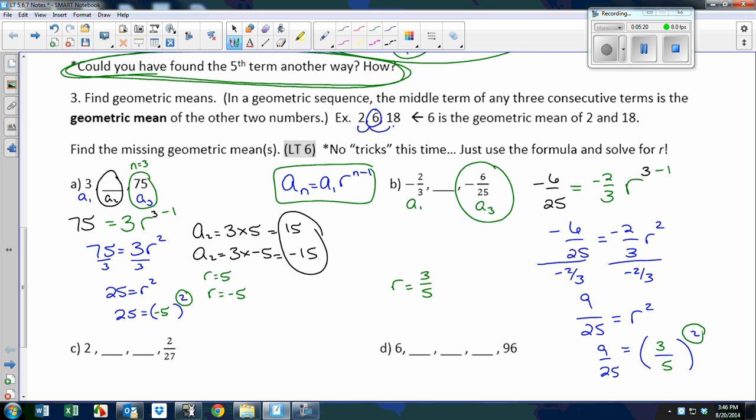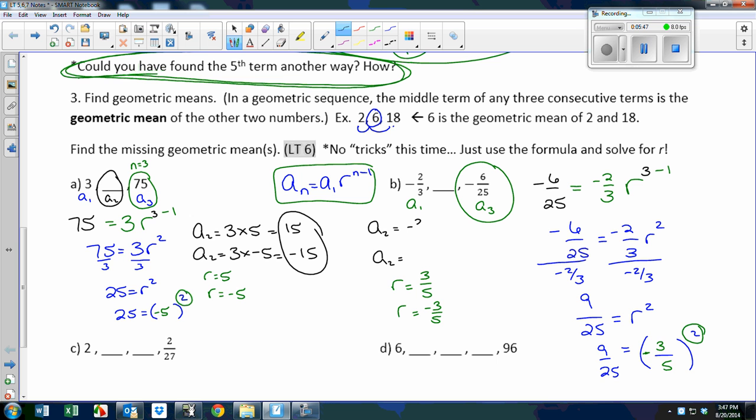But since it's an exponent 2, we want to check to see if negative 3/5 would give us that as well. And what is a negative 3/5 times a negative 3/5? It's going to be positive. Negative times a negative makes a positive 9/25. So it's also going to work if r is negative 3/5. So just like last time, our middle term, a sub 2, can be two different answers.